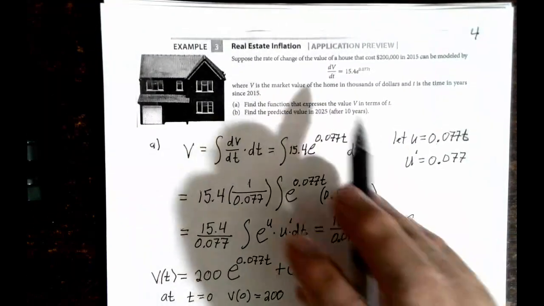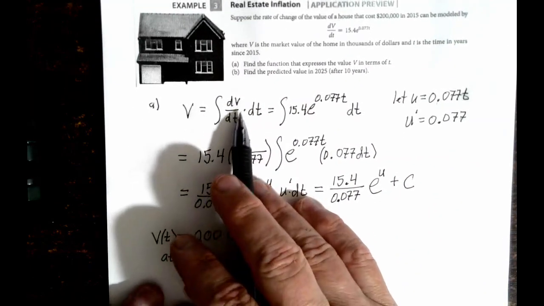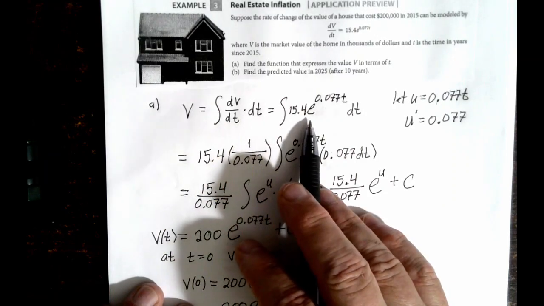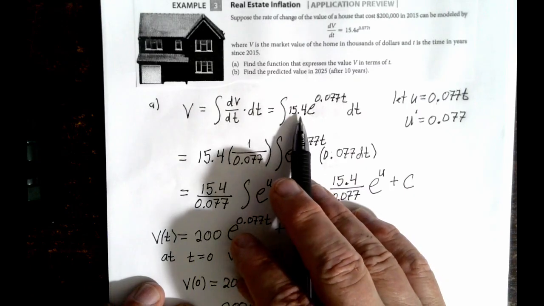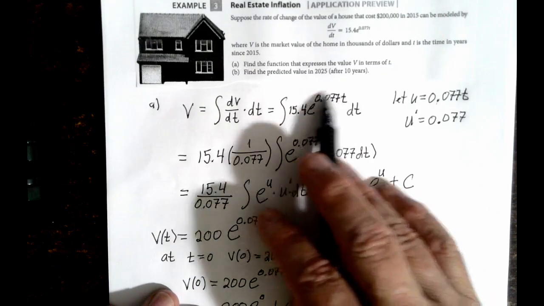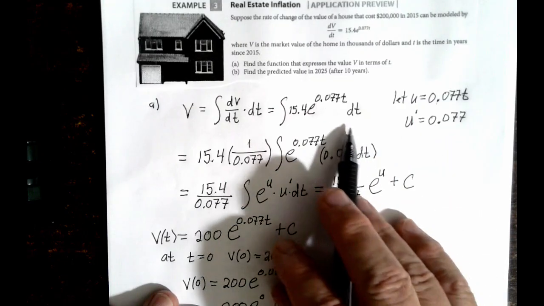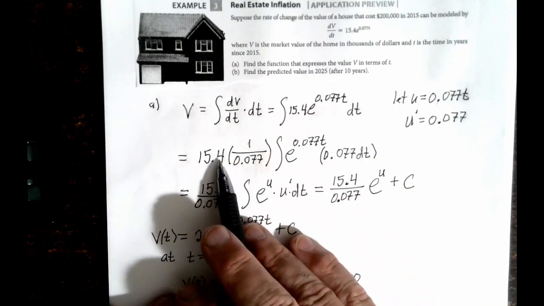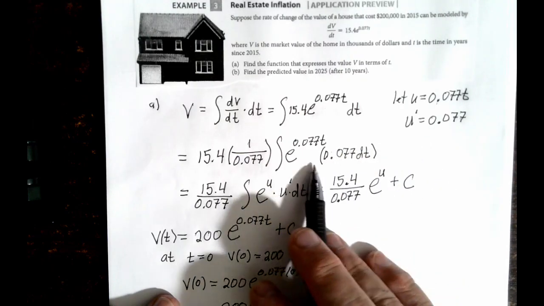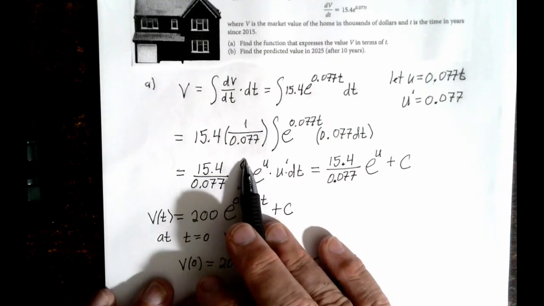Example 3, they give you the derivative and they ask you to find the original function, so you have to take the integral. So the integral of dV/dt is 15.4 e to the 0.077t dt, and you let this exponent be your u, then your derivative is 0.077. Alright? So you bring the 15.4 out front, you insert the 0.077 that you need for the u prime, and if you insert that, you got to include the 1 over that to cancel it out.